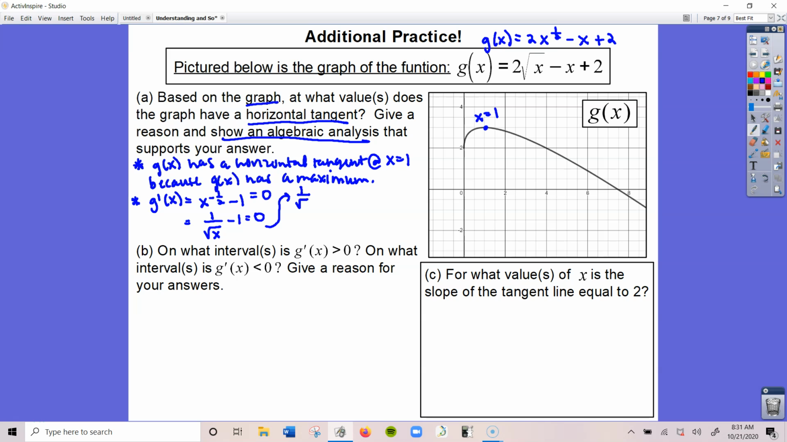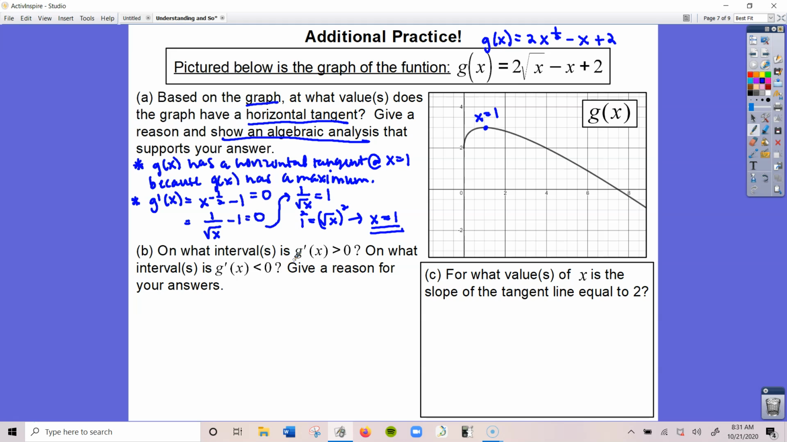So 1 over the square root of x is equal to 1. I want to move that square root from the denominator, so I'm going to multiply the square root of x to both sides, which would give me 1 is equal to the square root of x. And then finally, I would square both sides, which gives me the answer that I had stated earlier, x is equal to 1.